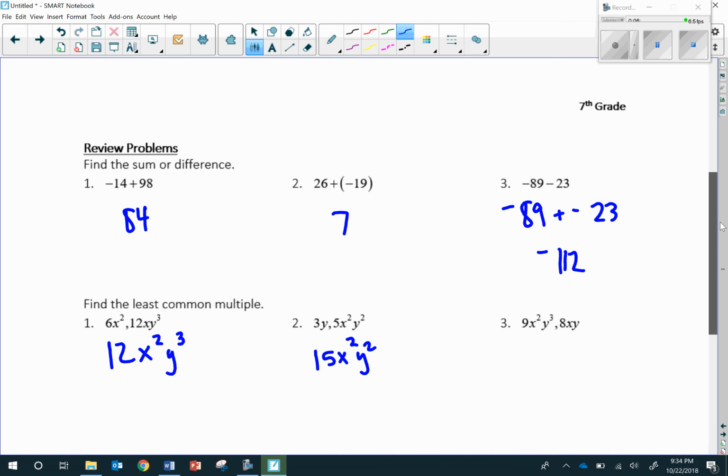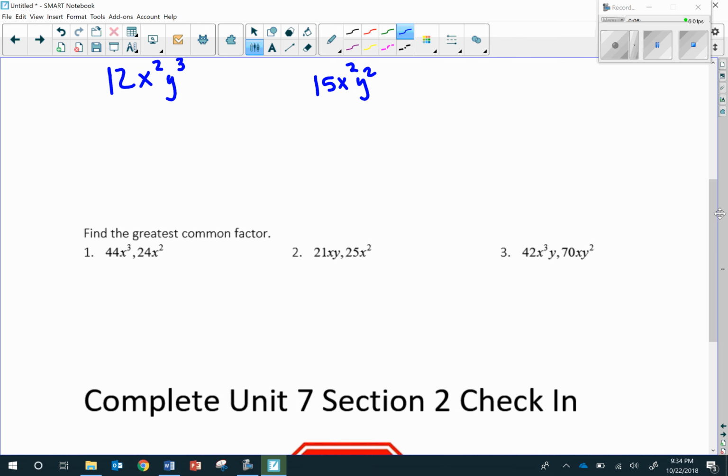Going down, we're doing the greatest common factor. So we're simply going to find our greatest common factor of 44 and 24, which is 4. Then our greatest common factor of the x's is x squared. So 4x squared is the greatest common factor. 21xy and 25x squared. We have 21xy over 25x times x. The only thing that's in common here is our x, so x would be the greatest common factor.